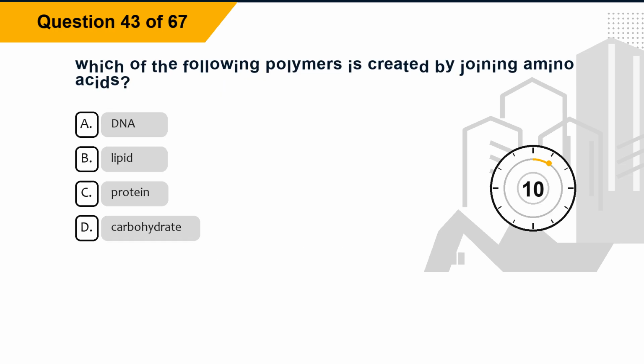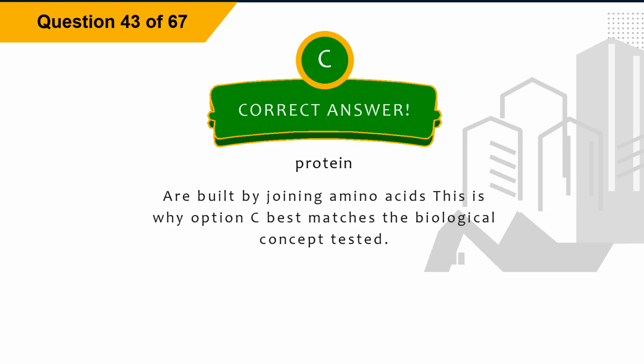Question 43. Which of the following polymers is created by joining amino acids? Option A, DNA. Option B, lipid. Option C, protein. Option D, carbohydrate. The correct answer is option C, protein. Explanation. Proteins are built by joining amino acids. This is why option C best matches the biological concept tested.